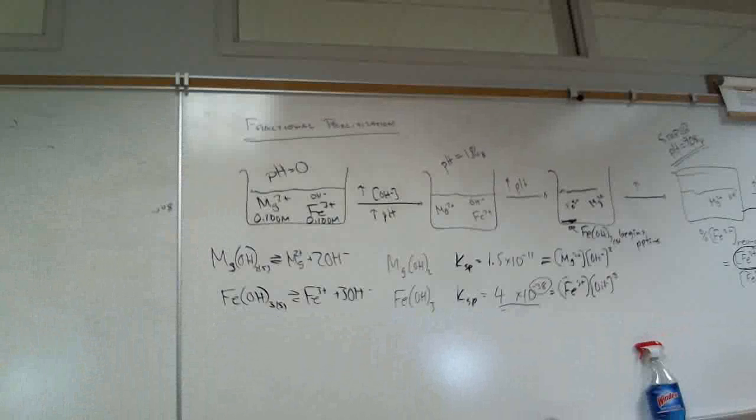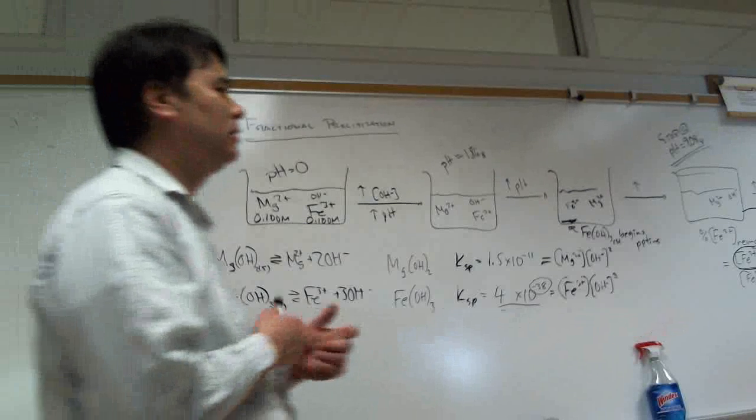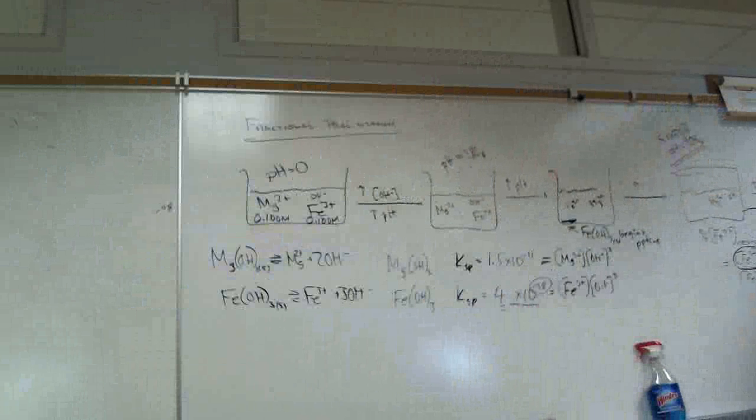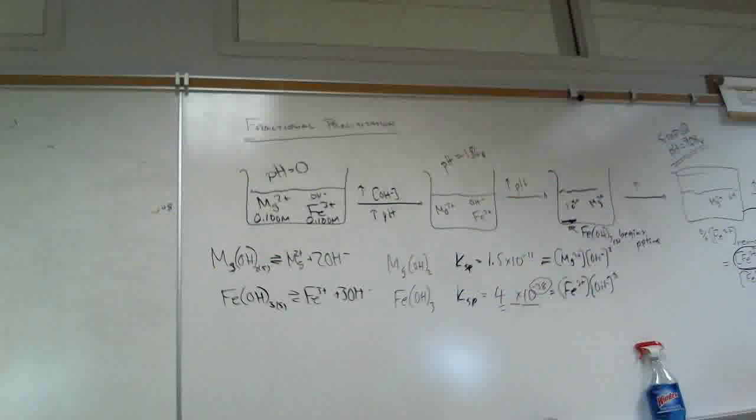Which means that the iron 3 plus concentration at equilibrium at the stop point will be what? Can somebody calculate it? Ksp 4 times 10 to the minus 38 divided by 1.22 times 10 to the minus 5 cubed.